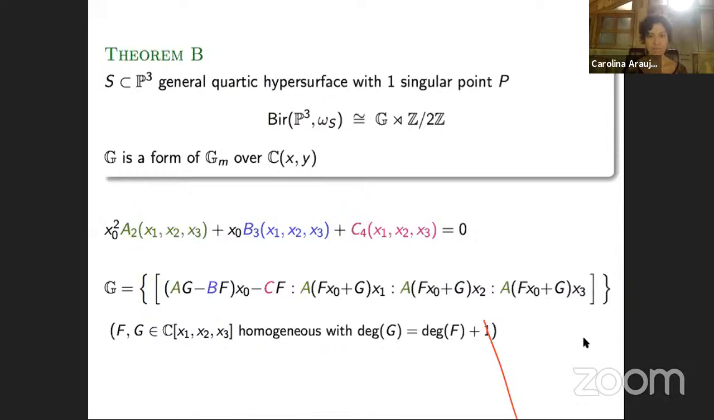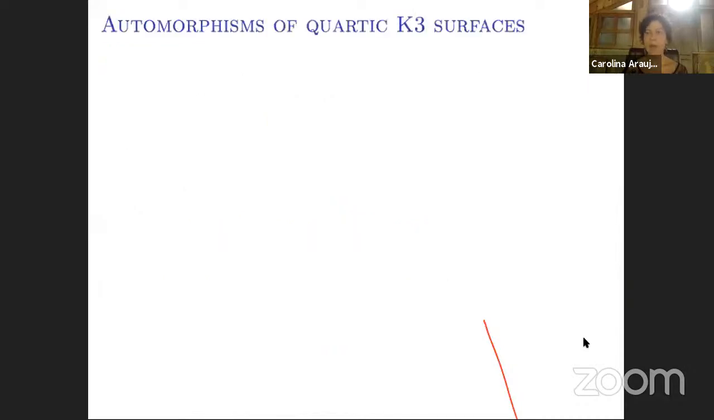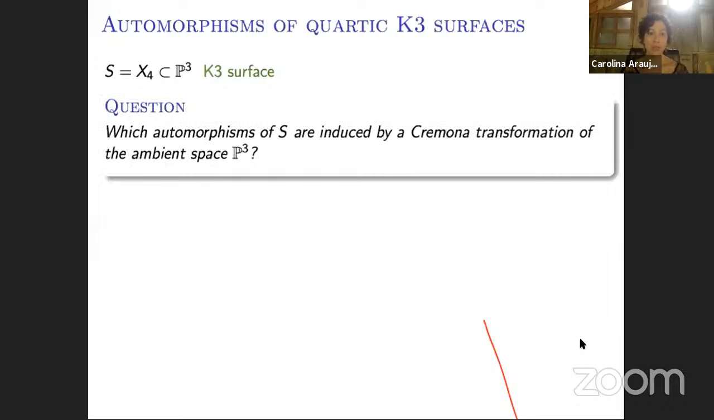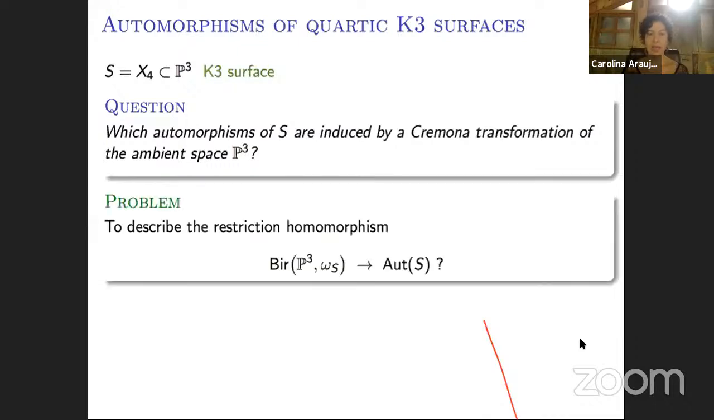So this is the group G. And just to wrap up, let me go back to the problem of automorphisms of quartic K3 surfaces. If you're given a quartic K3 surface S, you may be interested in which automorphisms of S are induced by a Cremona transformation of the ambient space. And we would like to describe this homomorphism.